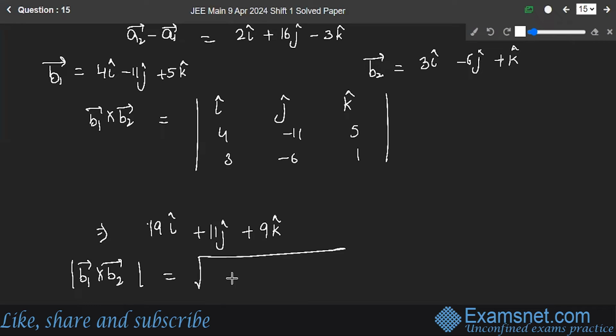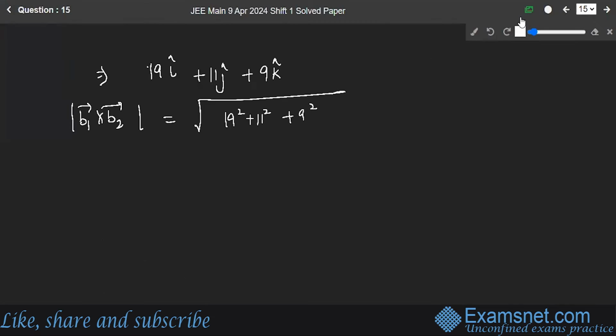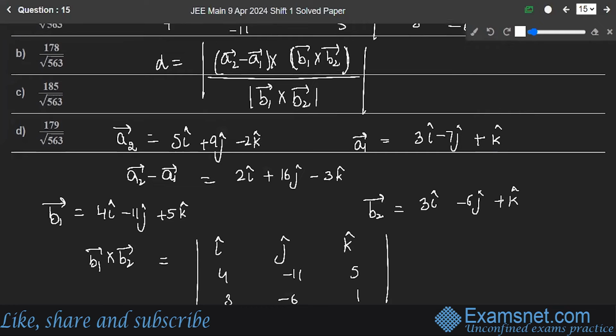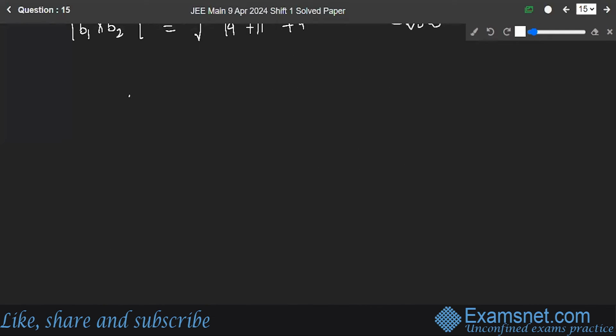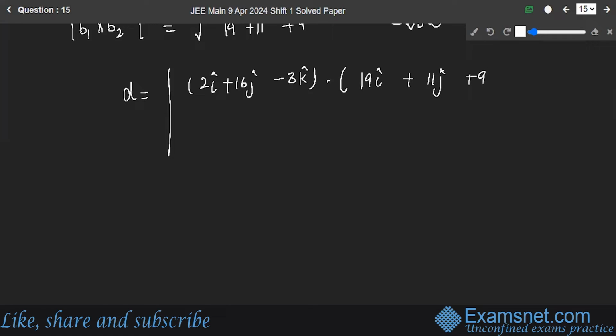So the magnitude of this will be 19 squared, 11 squared and 9 squared under the root. So this will be given by root of 563. Now let's fill in all these values in this equation. So your D will be equal to mod of, what was your A2 minus A1? 2i, 16j minus 3k, and this was in dot product with 19i, 11j, and 9k. Whole thing divided by root of 563.